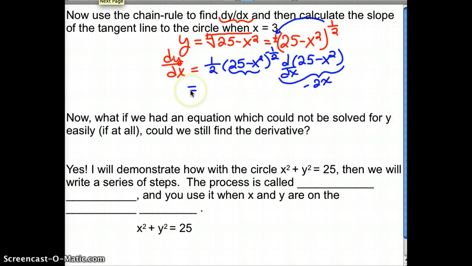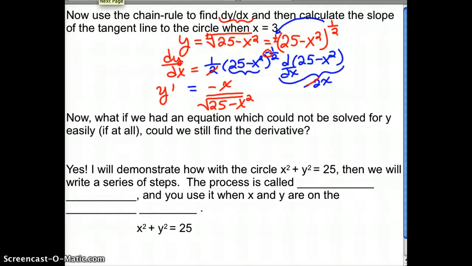So when I multiply this out, my 2's would cancel, and it'd leave a negative x over, because this is to the negative power, the square root of 25 minus x squared. And this is a function which gives me the slope of the tangent line. And it says, well, we're supposed to find the slope of the tangent line when x equals 3.